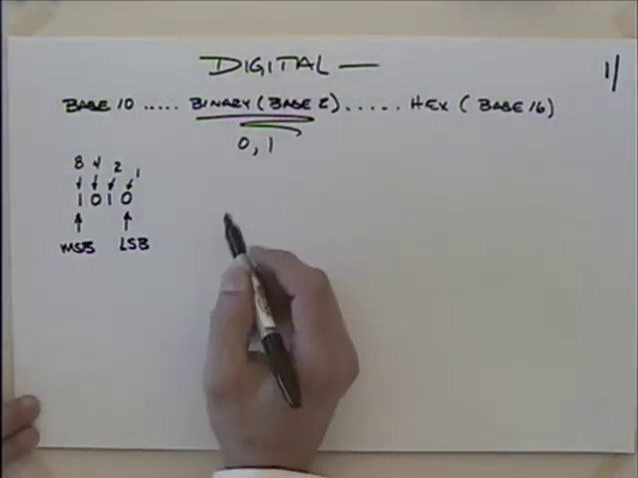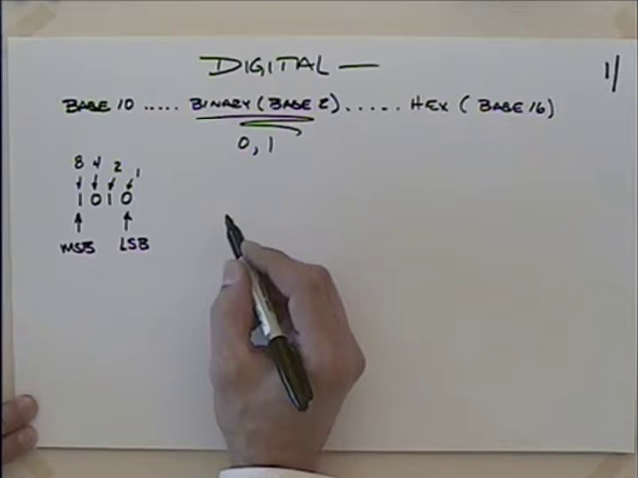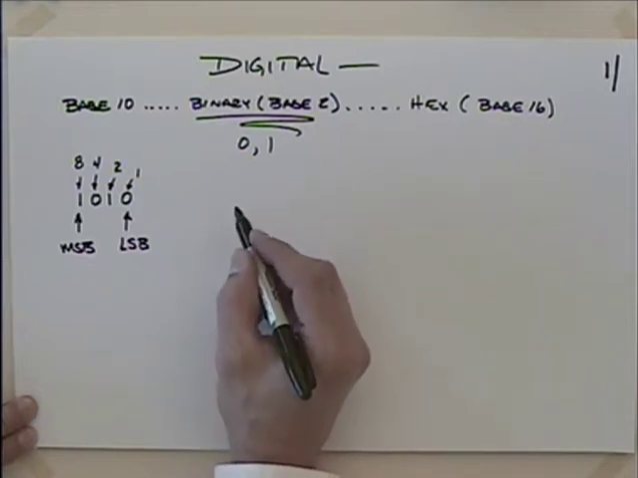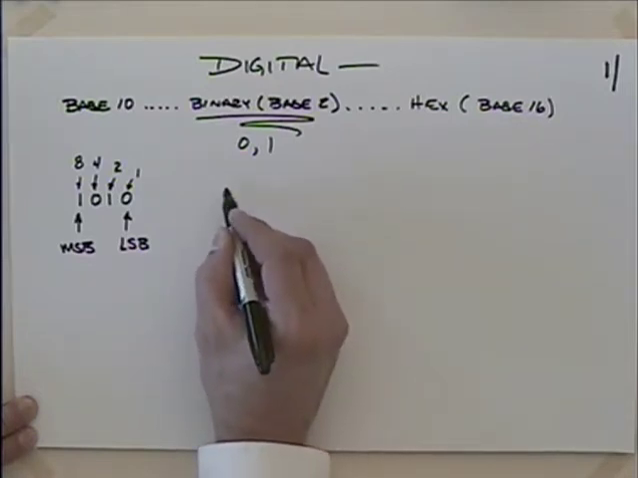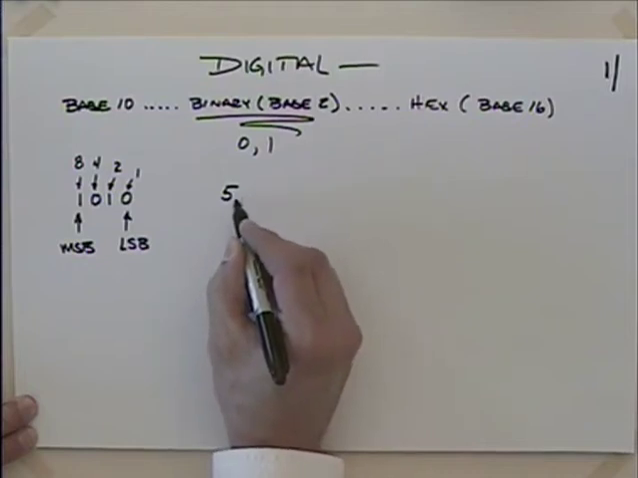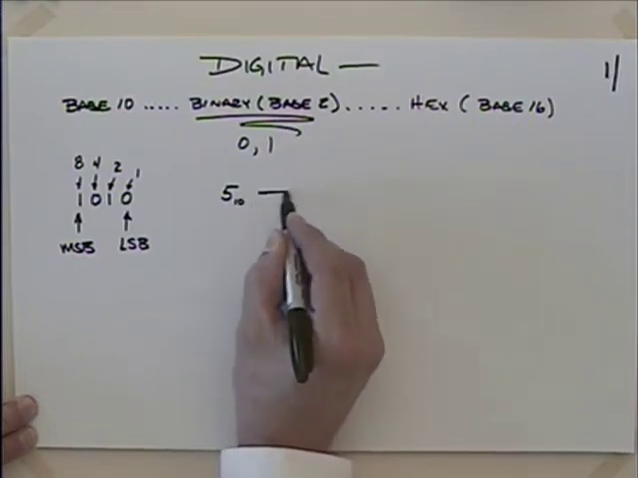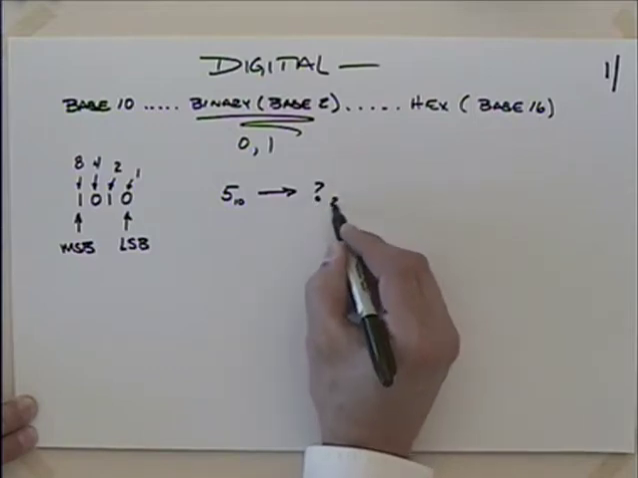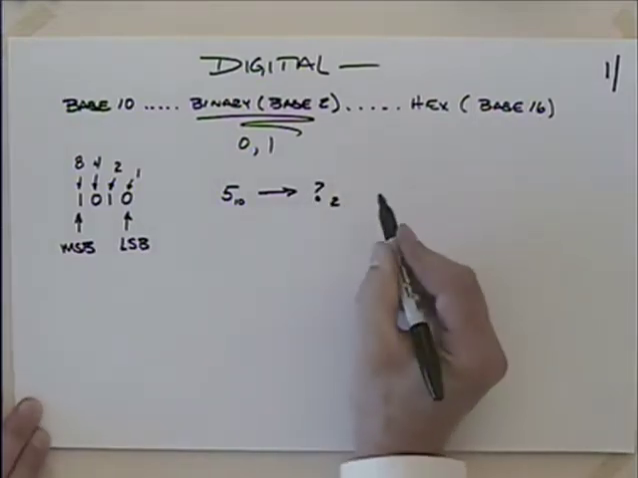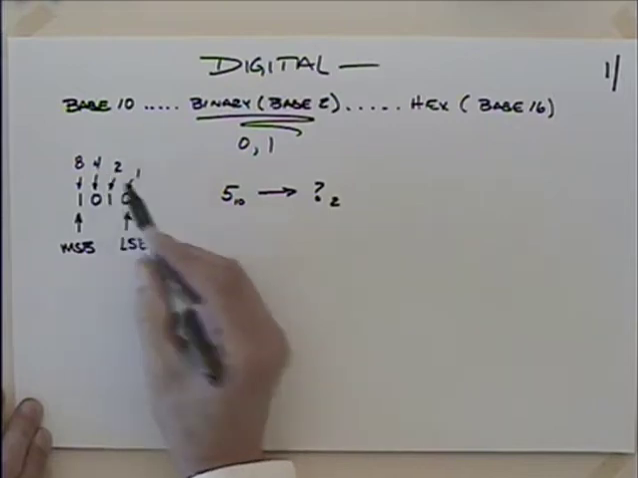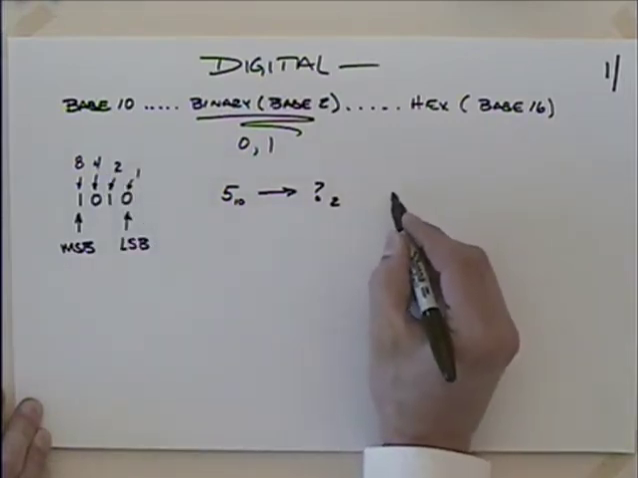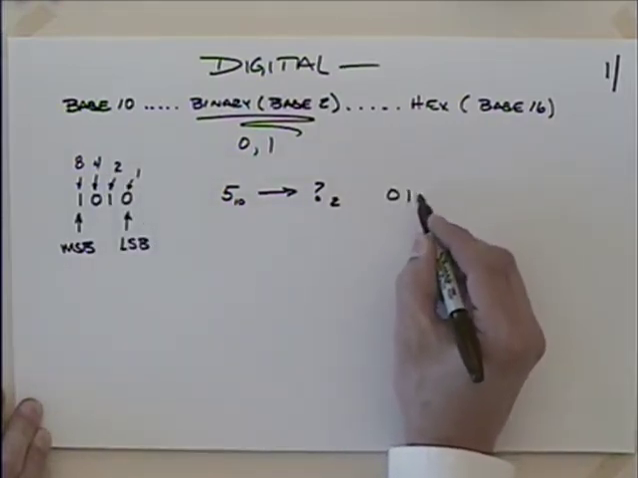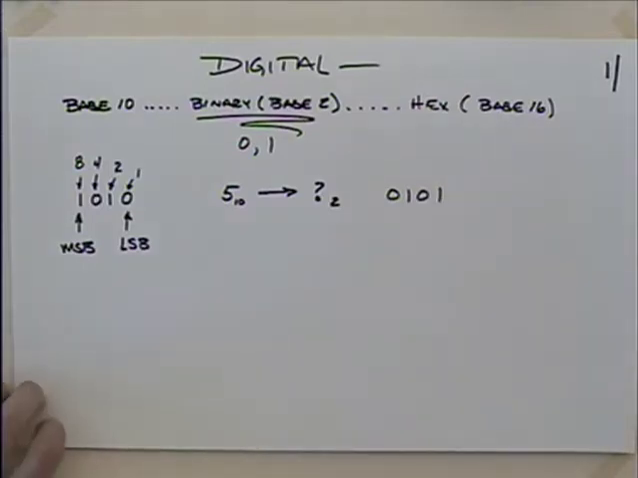Maybe we should put down a little procedure. Let's say that we wanted to make a conversion of 5. What would 5 look like? That's 5 base 10 to whatever it is in base 2. You might say, well, I can look at that with 1's and 2's and 4's. I think it probably looks like this: 0, 1, 0, 1. Is that right? Okay.